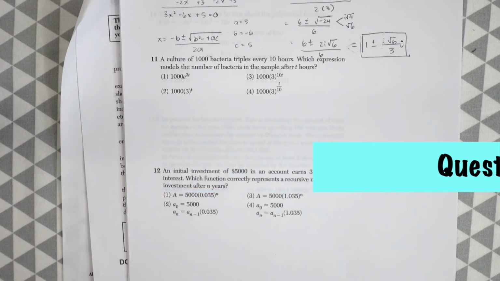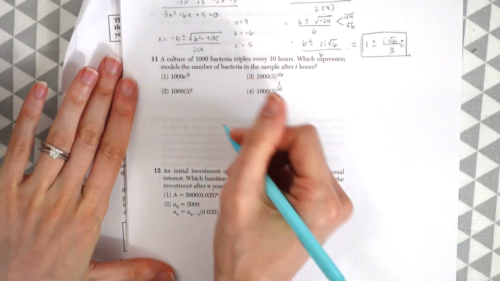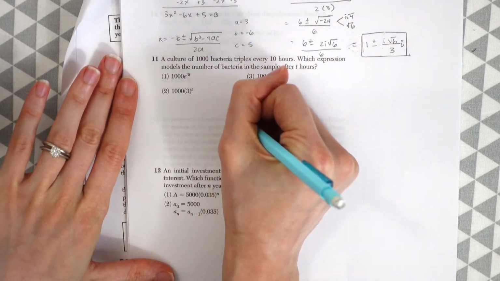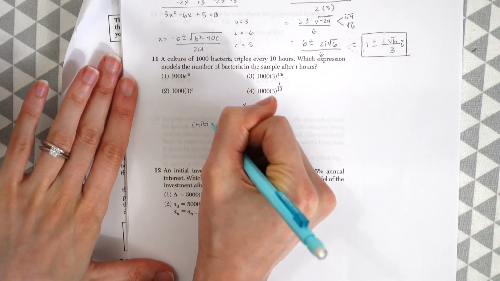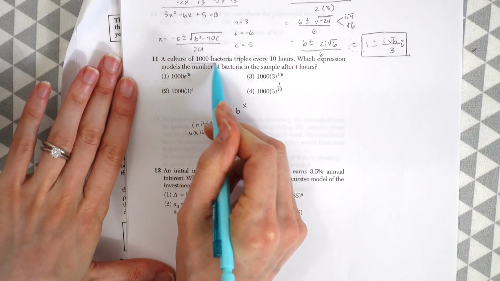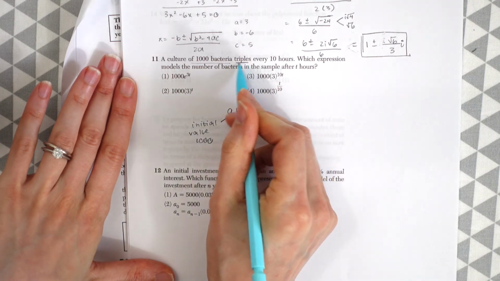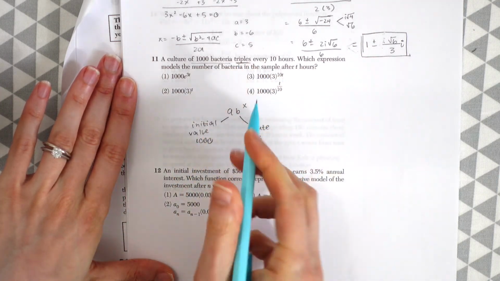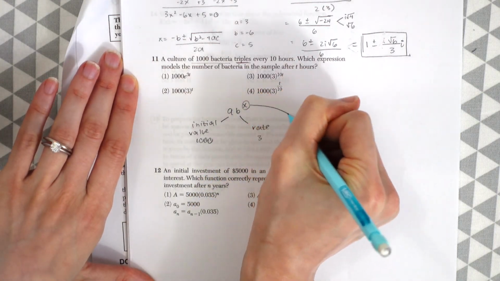Question number 11. A culture of 1,000 bacteria triples every 10 hours. Which expression models the number of bacteria in the sample after t hours? Because this is an exponential function, we're going to be using the exponential formula, which is a times b to the x, where a is always the initial value, which they say is 1,000. b is always the rate, which you know is going to be 3 because it triples every 10 hours. So we know that it's going to be tripling. And then x is always the time.